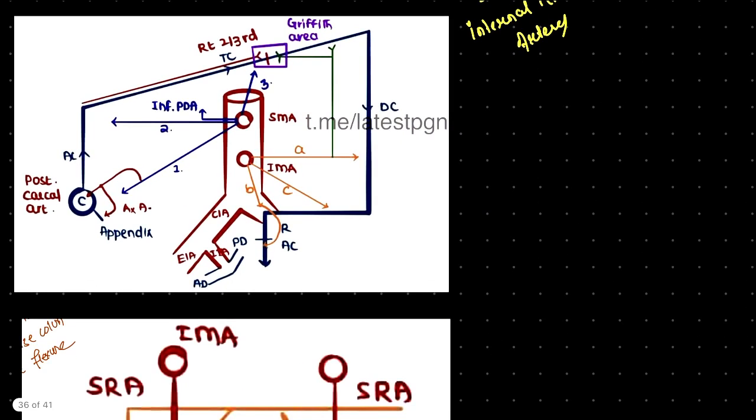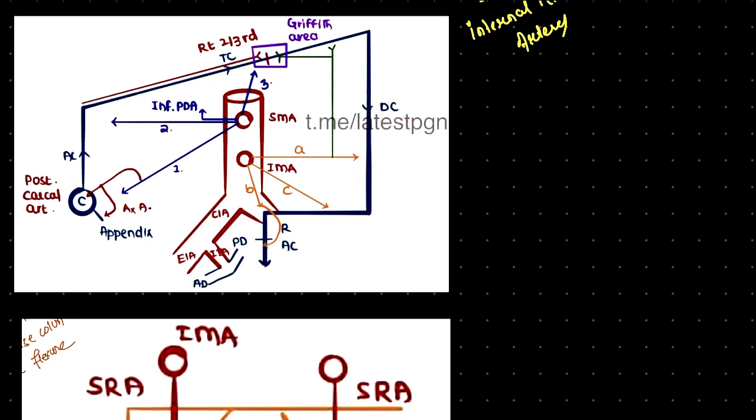Now talking about the inferior mesenteric artery, initially the fact that we need to know is that it will supply the hindgut derivative. Now it has different branches, right? The first branch that we are going to talk about is this. What is this branch? This branch is our left colic artery. This left colic artery will supply our descending colon, right? This will supply our left colon, or the descending colon.